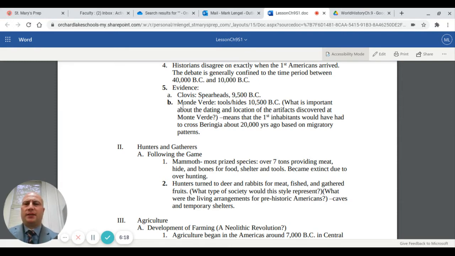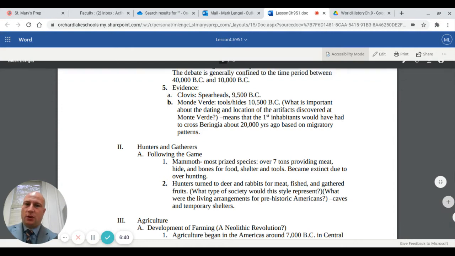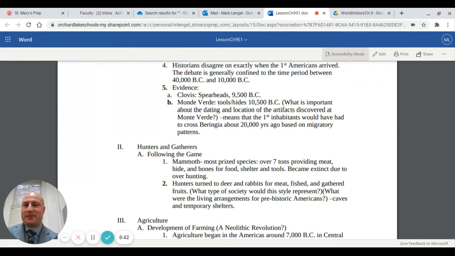And then we also have a place in South America called Monteverde, which is in Chile. We found tools and also hides that date back to 10,500 BC. This is important because it tells us that some people were in Chile before they were in Clovis. That's a possibility. That means that either the walking across Beringia would have happened earlier, or that island hopping is a really substantial possibility here.